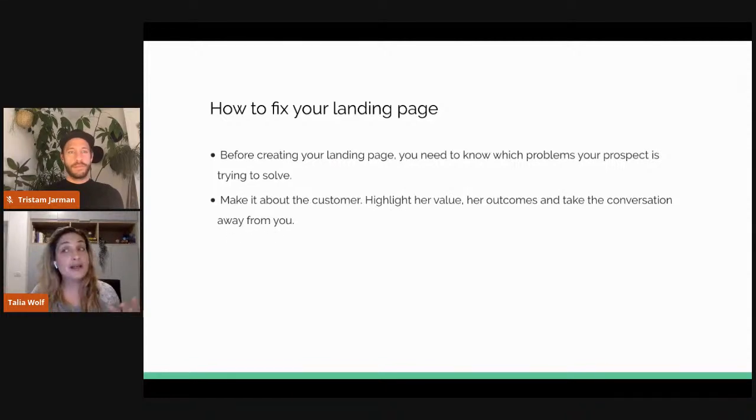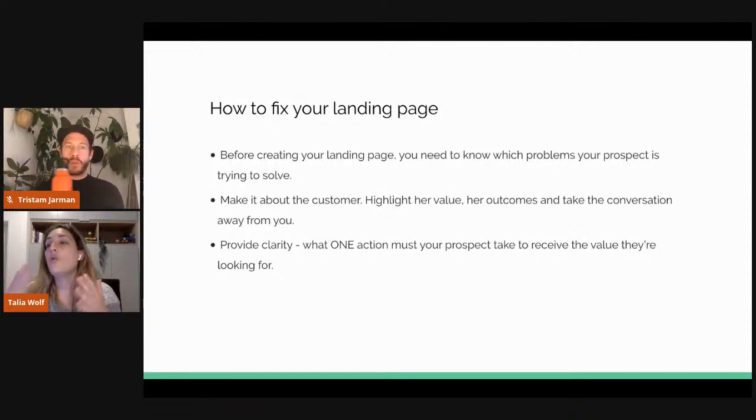Number 2, make it about the customer. Highlight her value, her outcomes, and take the conversation away from you. So write copy and design a landing page that's focused on solving those problems. You can do this by creating valuable guides, checklists, webinars, or even giving a free consultation. Get them started on solving their problem so you can later swoop in and solve it for them in a completely different way in your email sequence.